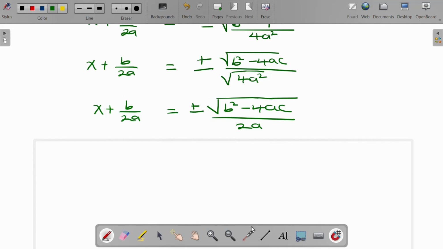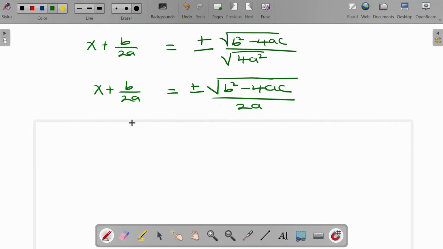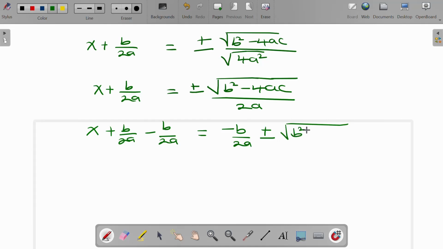How we are going to take this b divided by 2a on the right hand side. So we said that when it crosses over the right hand side, it's going to become minus. So we are going to have the x plus the b divided by the 2a minus b divided by the 2a equals to, so we can now begin with it, negative b divided by the 2a plus or minus the square root of the b squared minus 4ac divided by the 2a.